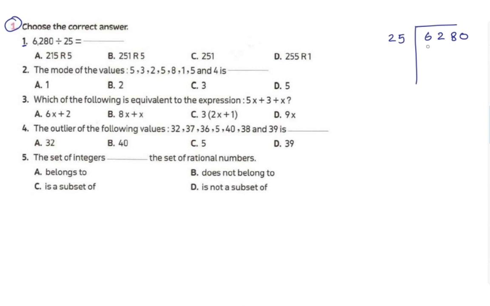Okay, start with the first digit to the left, 6. I cannot divide 6 by 25. 6 is smaller than 25, so I will use the next digit. So I have 62. 62 is bigger than 25, so I can solve. Okay, but 62 includes how many 25s? That's easy. I have 2 25s because 2 times 25 equals 50.